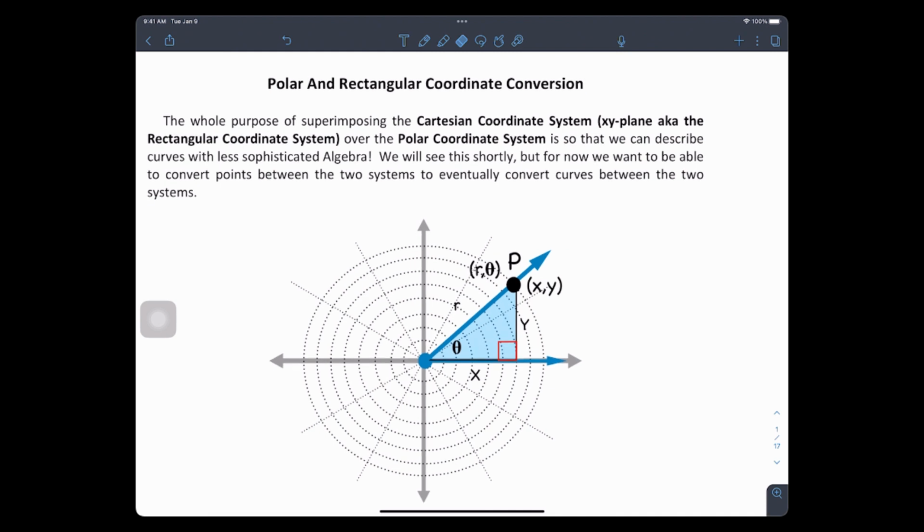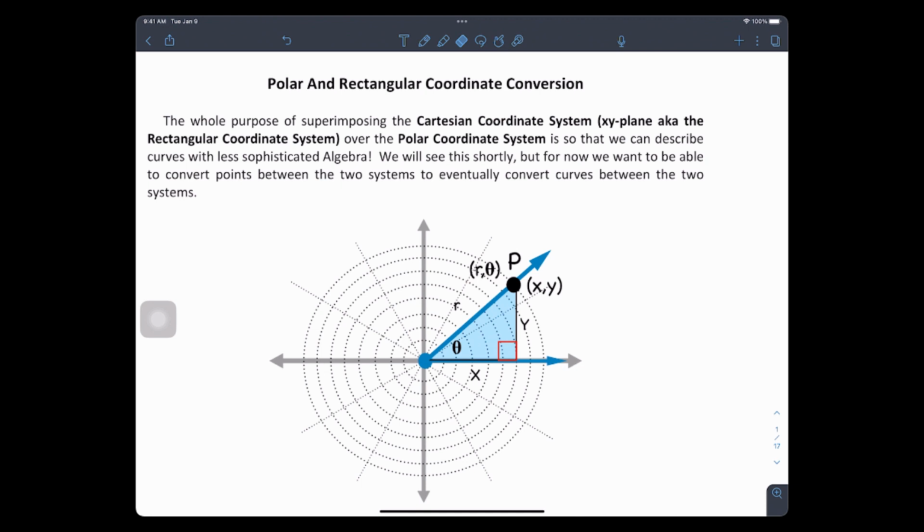Superimpose Cartesian, the XY plane, also known as a rectangular coordinate system, over the polar coordinate system. Right? Hey, good morning. I've got to double check our audio. Yeah, our audio is there. Good. So good morning to all of you.